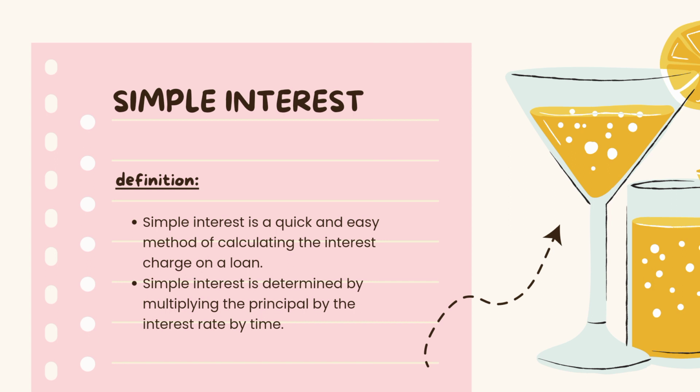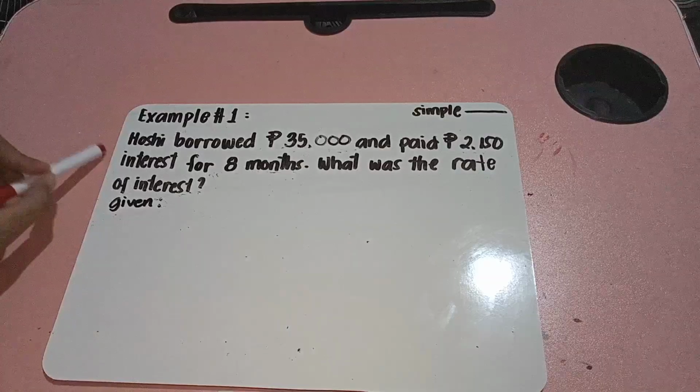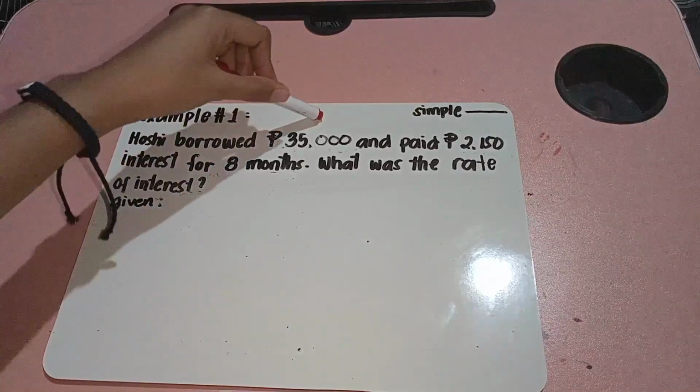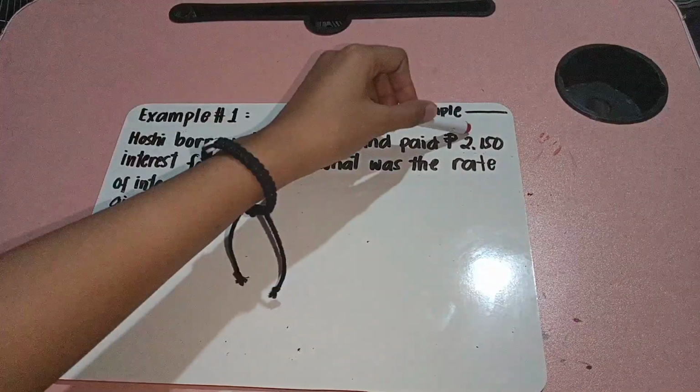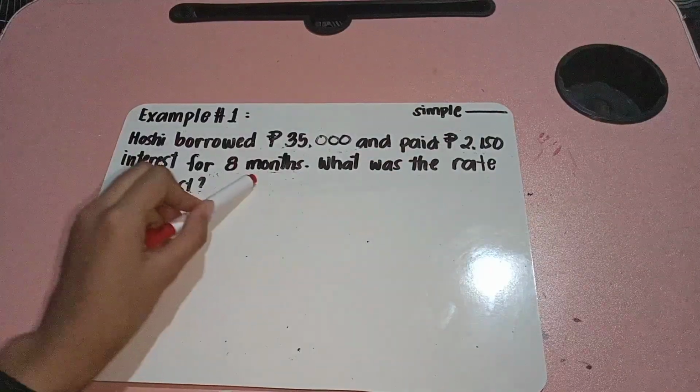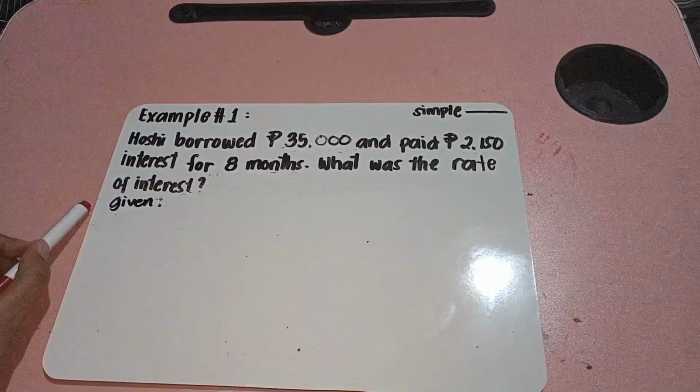Ang simple interest, it is interest on principal only. Ibig sabihin, yung interest, pinapatong lang siya ng pinapatong o nilalagay lang siya ng nilalagay doon sa mismong principal value. Here I have some examples on how to compute simple interest. Example number 1. Hoshi borrowed 35,000 pesos and paid 2,150 interest for 8 months. What was the rate of interest?